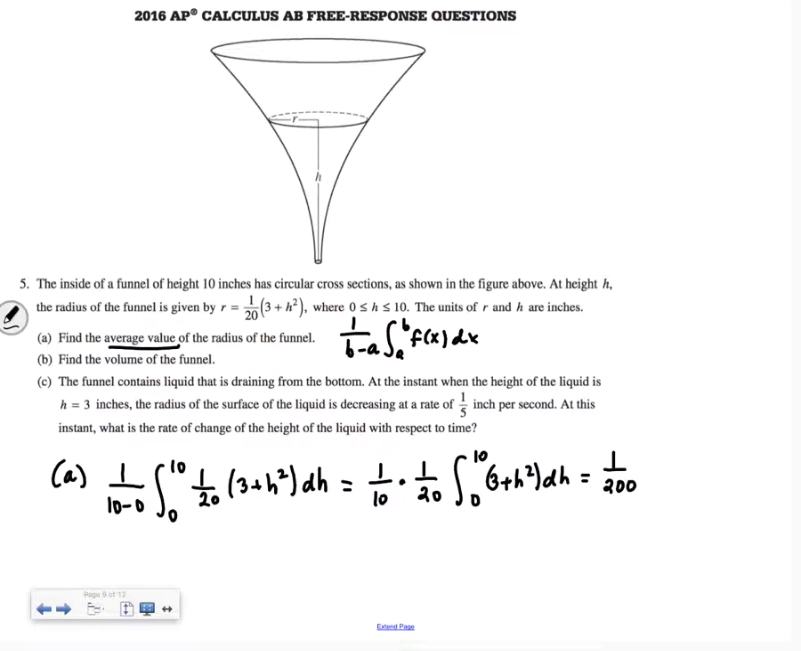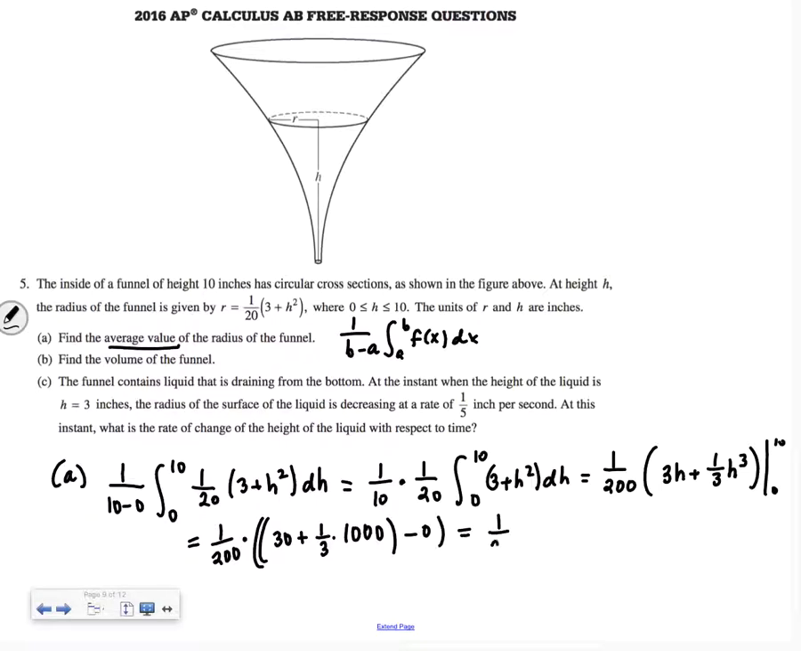So we have 1/200. And when we integrate 3, we get 3h. When we integrate h squared, we get 1/3 of h cubed. And we're going from 0 to 10. So we have 1/200 just out front. And then we plug in the 10, so we get 30 plus 1/3 of 10 times 10 times 10. So 1,000. And then the second part is just 0, luckily. So we get 1/200 times 30 plus 1,000/3, which you could write as 333.333 if you want.